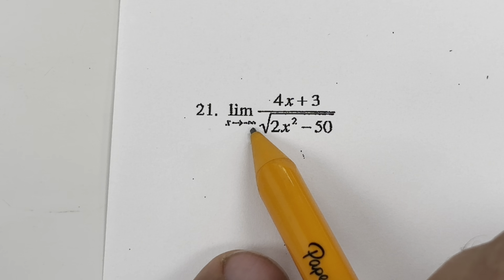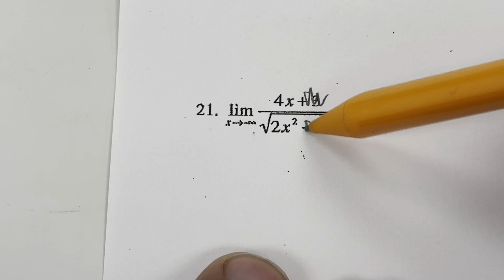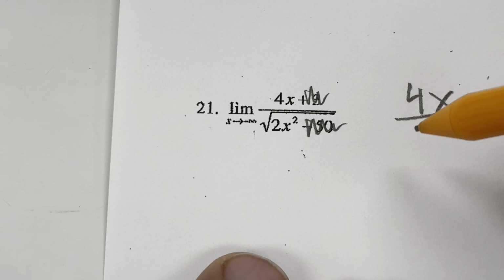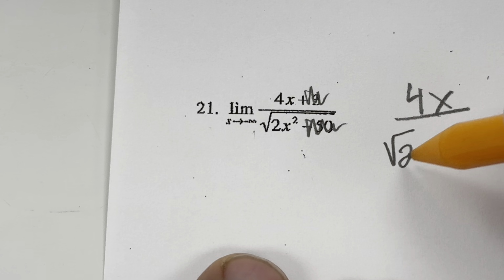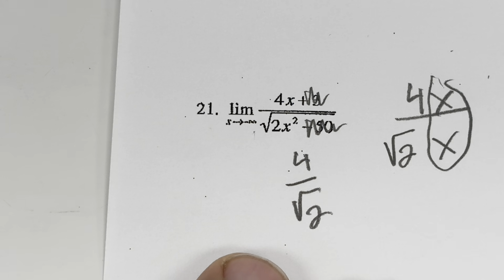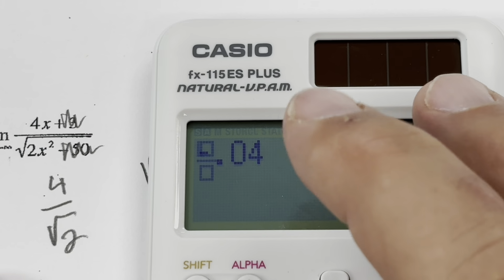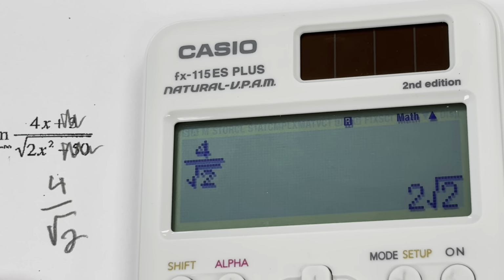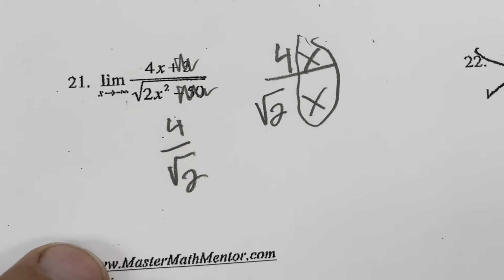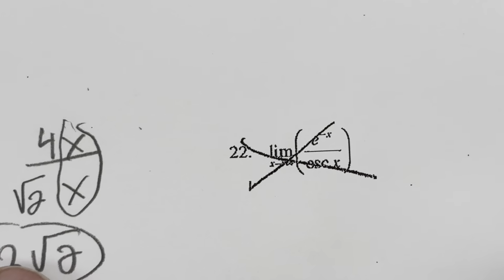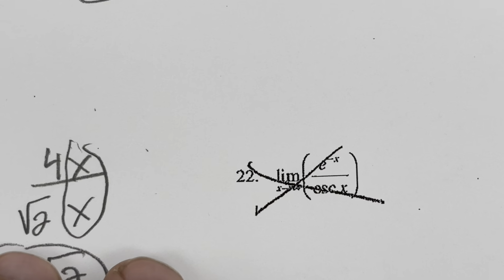All right, another infinity. So we're going to ignore the 3 and the negative 50. So that's going to be 4x over square root 2, and the square root of x squared is x. So when I plug in infinity, these are going to cancel out. So it's going to be 4 over root 2. She might not want you to leave it as a radical on the bottom, so that would be 2 root 2 if you rationalize it. So either that or 2 root 2 is your answer. She doesn't want us to do number 22.